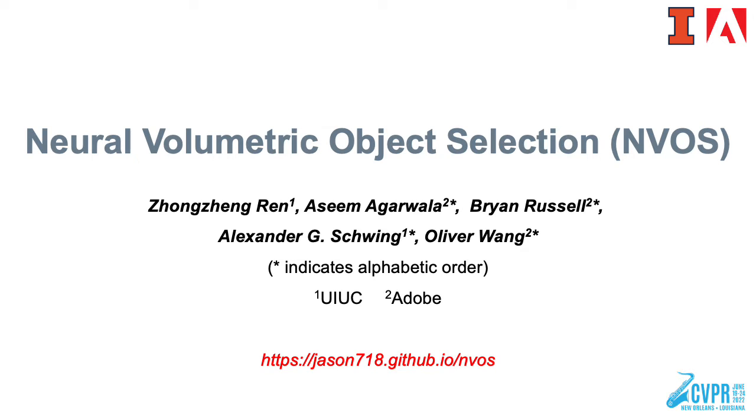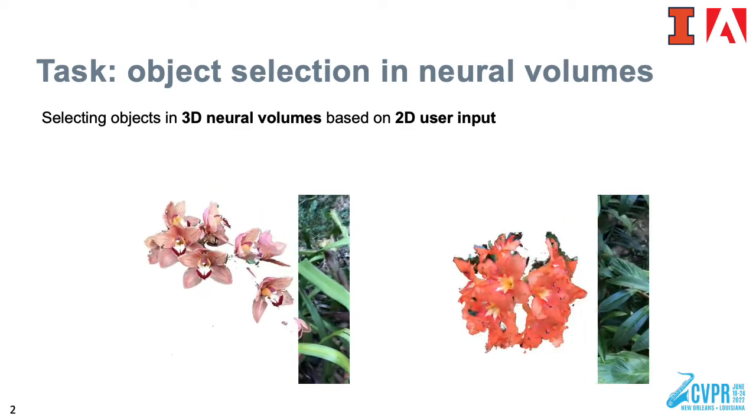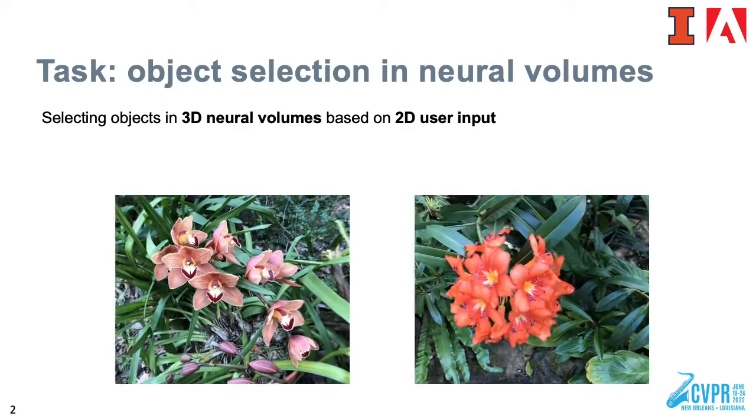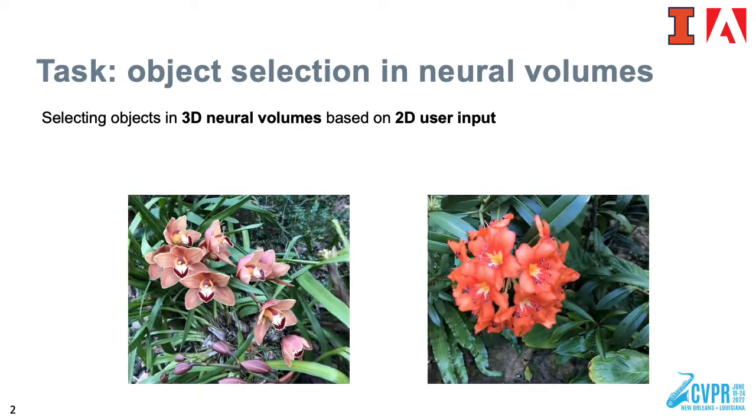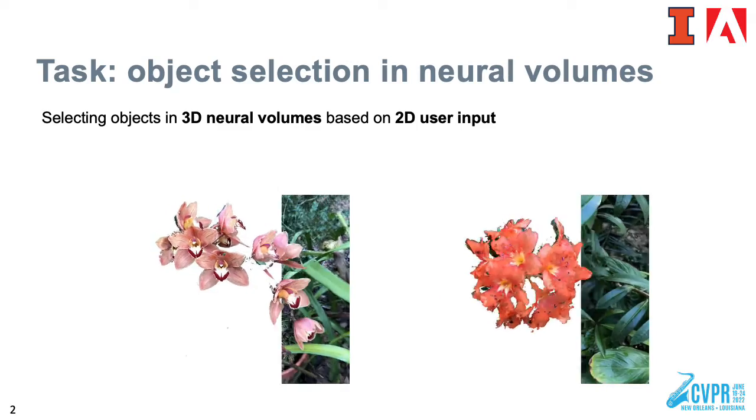I'm presenting our work, Volumetric Object Selection. In this work, we are interested in the task of 3D object selection. Towards this goal, we introduce an approach to select objects in 3D neural volume based on 2D user input.